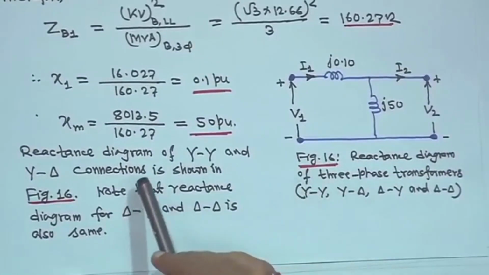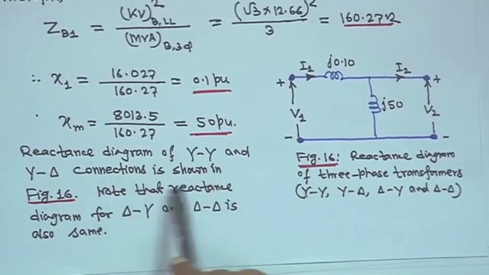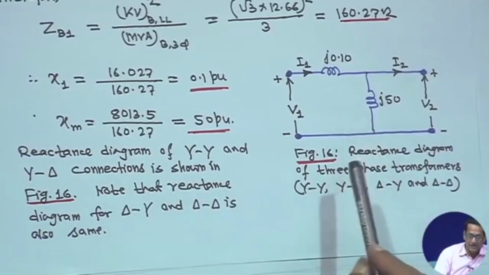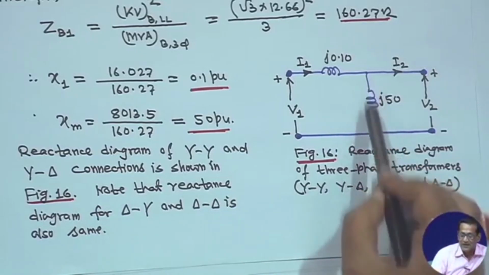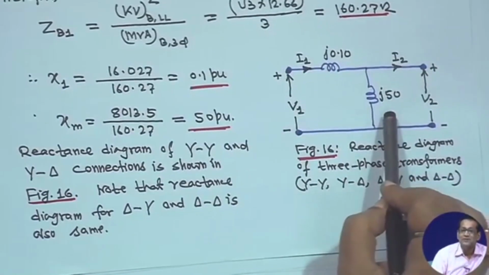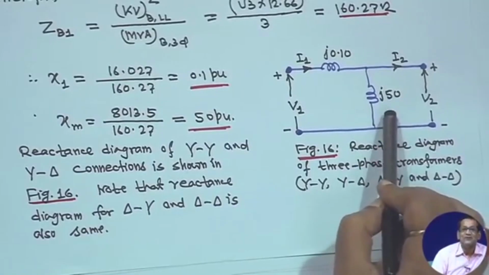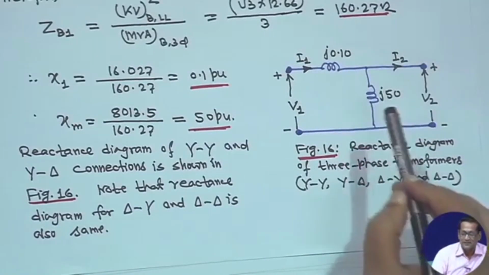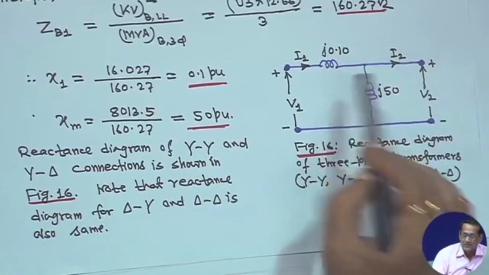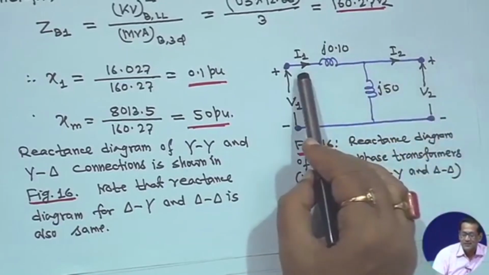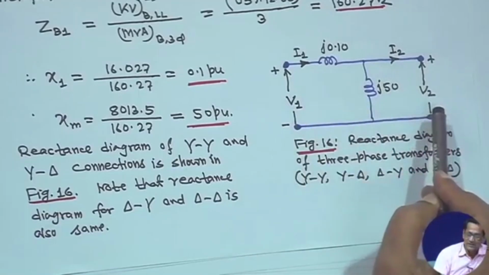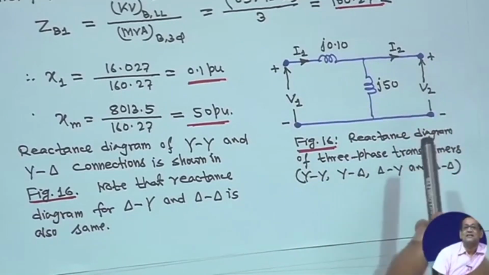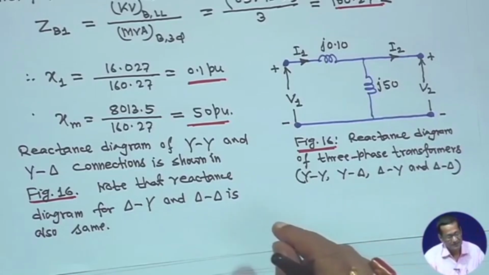Therefore, your reactance diagram of star star and star delta connection is shown in this figure. Note that the reactance diagram for delta star or delta delta will also be the same. This is the magnetizing reactance shown in parallel, J50. Rm is not considered in this example, just to show you. This is J0.10, and this is the other side, showing the direction of current I1 here and I2 here. This is voltage V1 and this is voltage V2 on the secondary side. Just to show you.